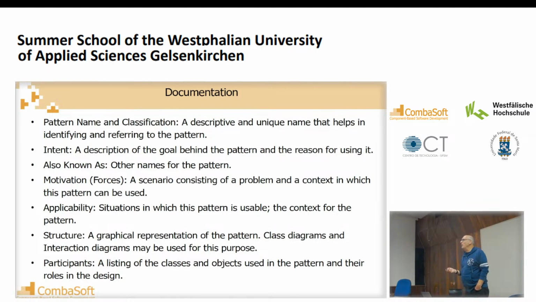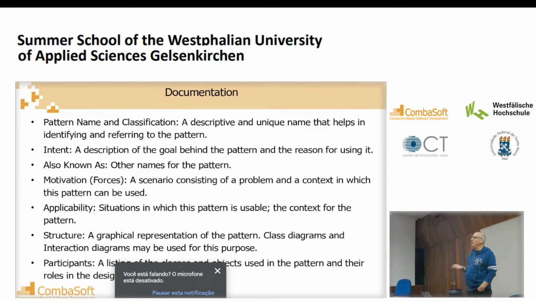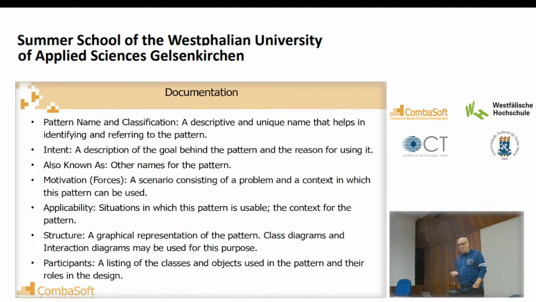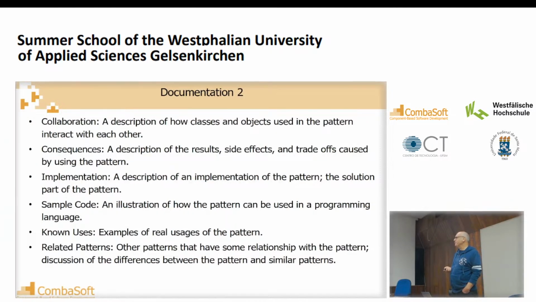So you have a motivation, why does this pattern exist? You have an applicability, which are the situations in which this pattern is usable. You have a structure of the pattern. In reality, you have a UML class diagram or two, and you have a group of participants. Who are the classes and the objects used in the pattern and the roles in the design? And so on. Which classes do they collaborate with? What consequences does it have if you implement this pattern? What side effects can you expect?